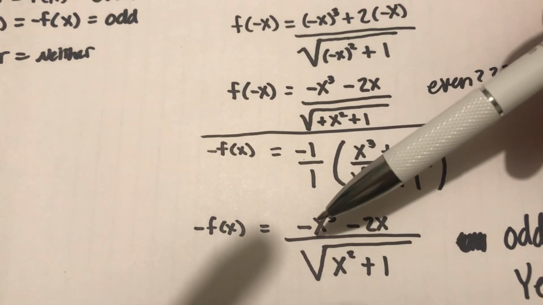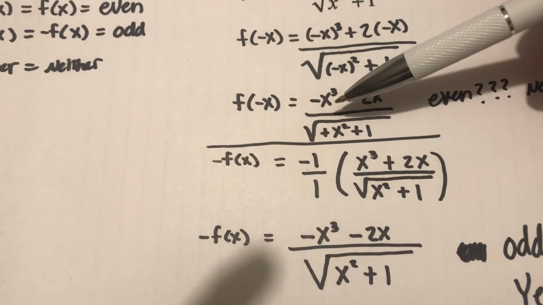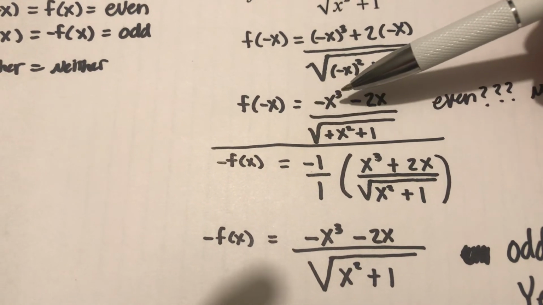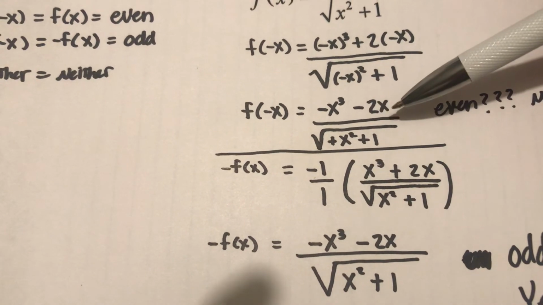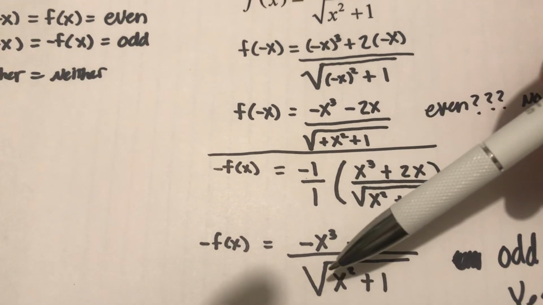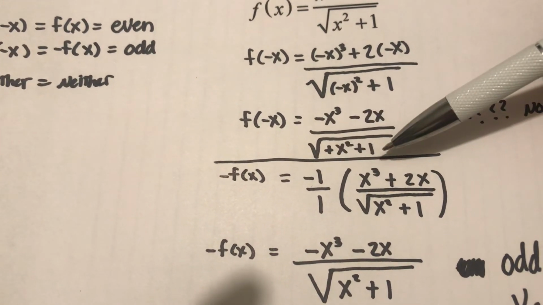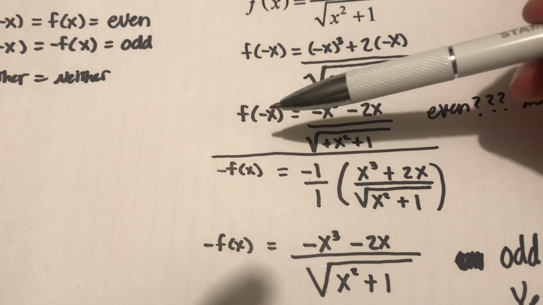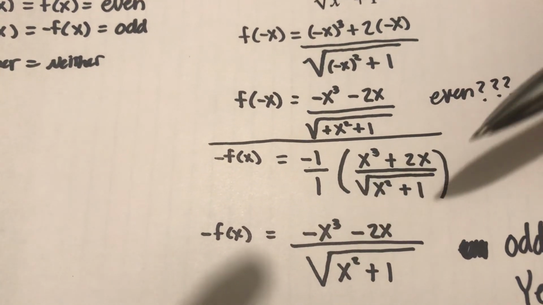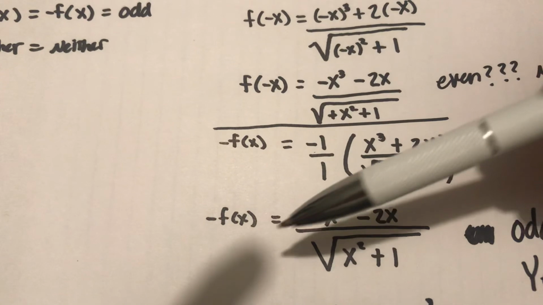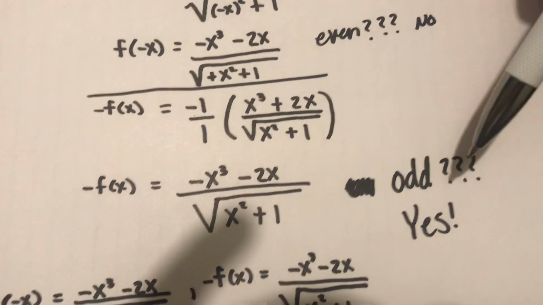And so if we look, we can see that negative x to the third is the same up here as the negative x to the third in f of negative x. It's got a negative 2x that looks the same as well. We've got in the denominator the square root of x squared plus 1. That's the same as well here. And so we can see that f of negative x is the same as negative f of x. And so yes, this equation is odd.